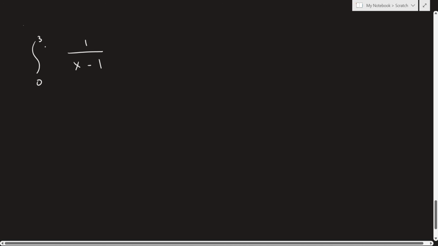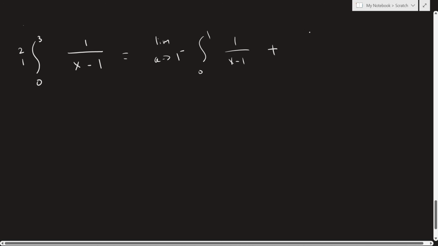Okay, the first thing I notice is that if I replace 0 or 3, I won't have an undefined answer. But remember, this is between 0 and 3, so there are numbers between them. And if you replace 1, you'll have an undefined answer, since 1 minus 1 is 0, and 1 over 0 is undefined. So what I'm going to do is split them. So limit a is going to 1 from the left, because it's going to be from 0 to 1, which is less than 1. So 1 over x minus 1.